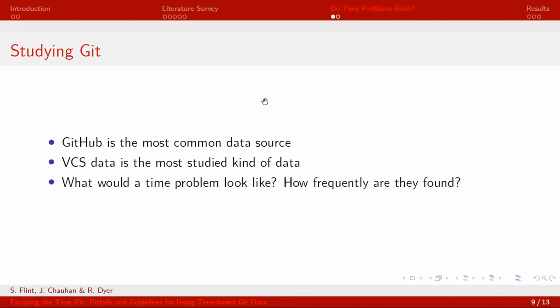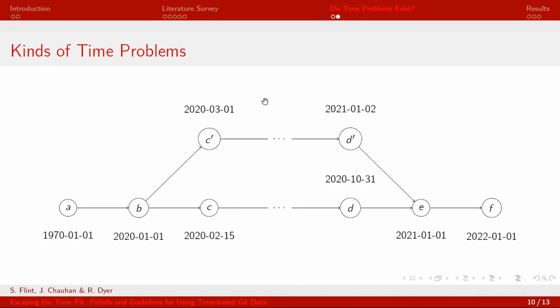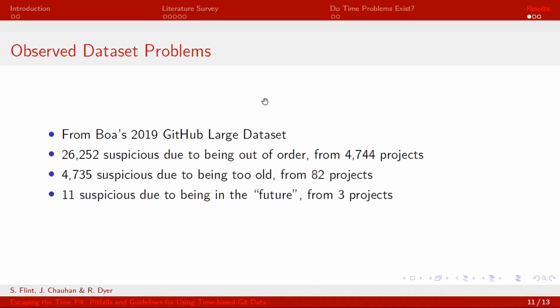Because version control data is the most studied and GitHub is the most common data source, we investigated what some time-based problems would look like and how frequently those occur. We considered 3 kinds of time problems in particular. Commits with dates that were very old, before November 19, 1990, the initial release of CVS. Commits with dates that were in the future, after the collection date of the dataset we used. And commits that have dates older than at least one of their parents.